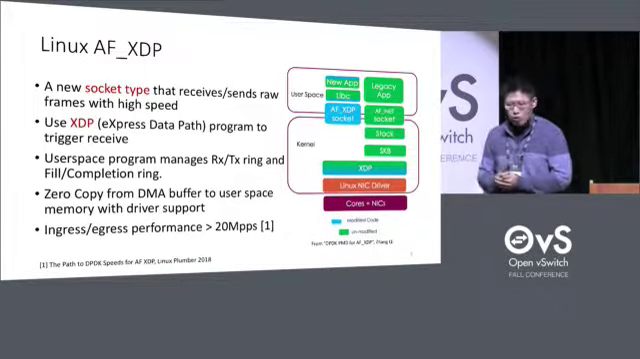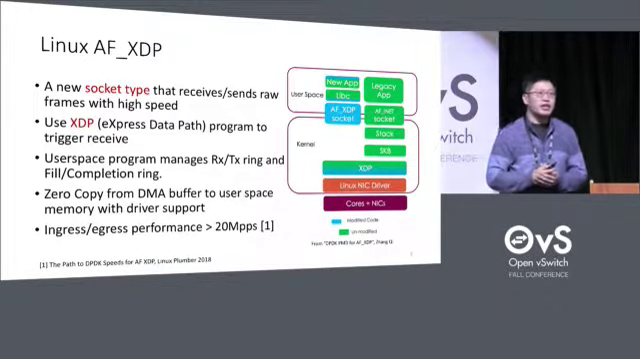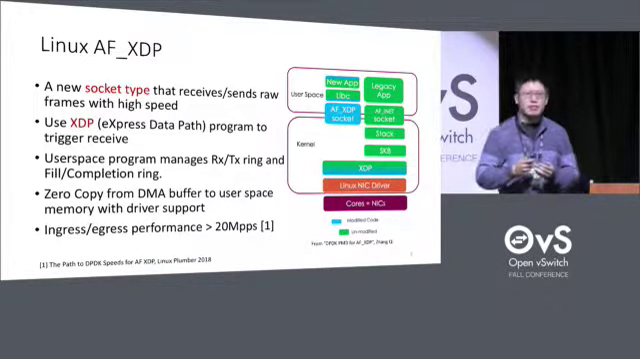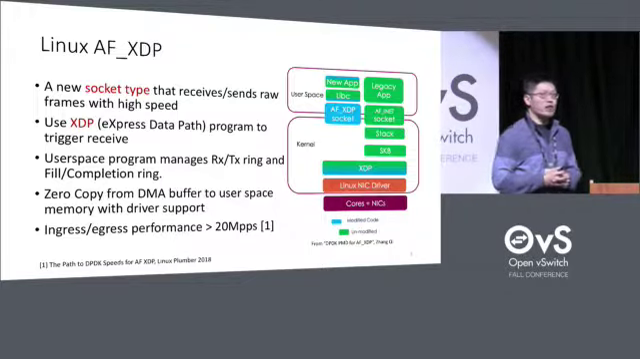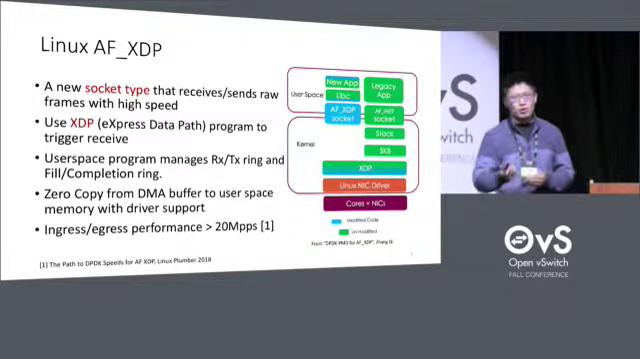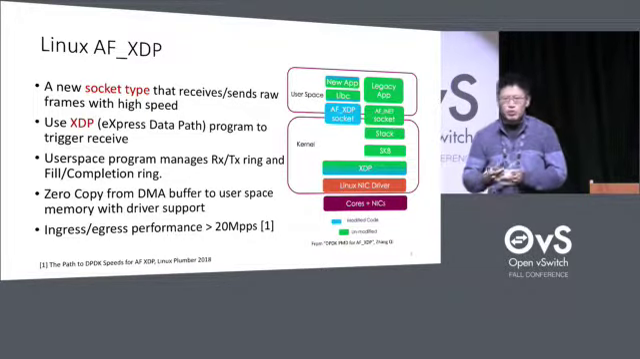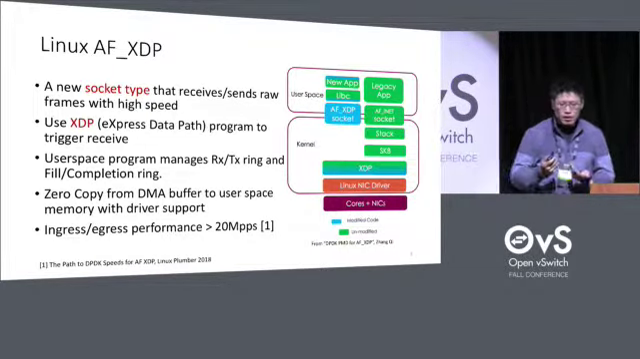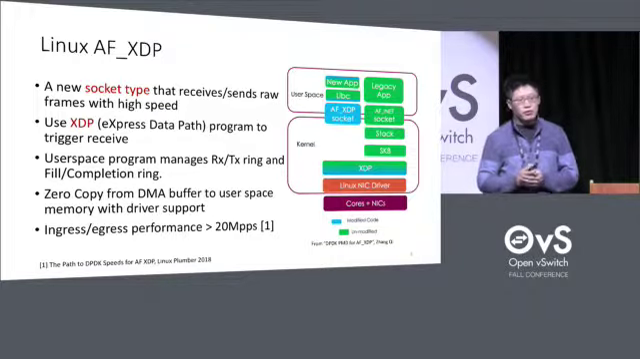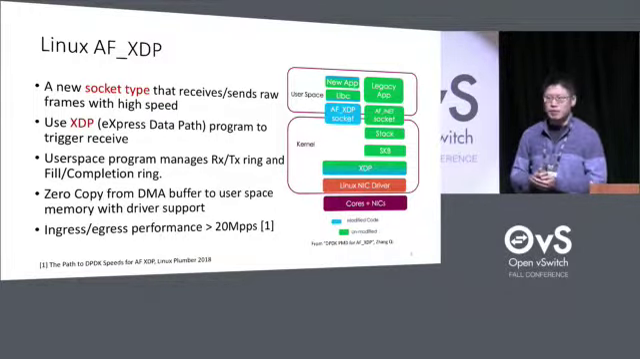With driver support, zero copy can be achieved, which means that the packet can be directly DMAed from your device to the user space program, so that the performance could be amazing. For example, they are reporting ingress and egress performance larger than 20 million packets per second.